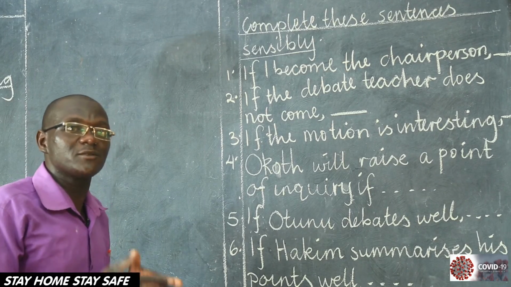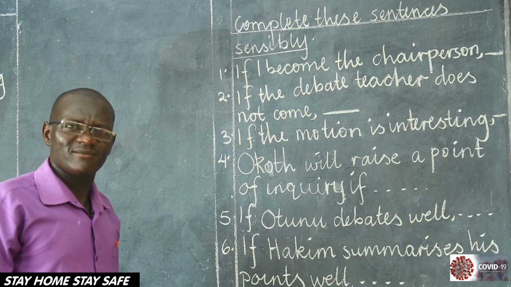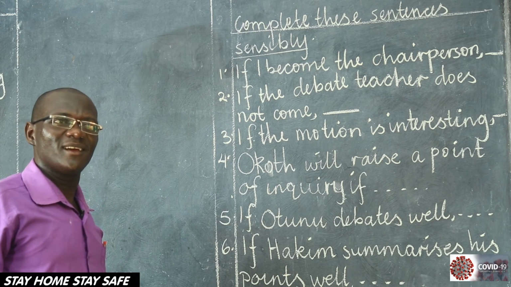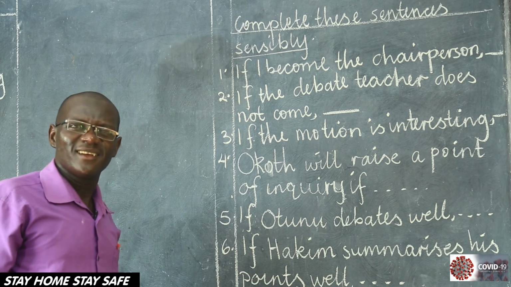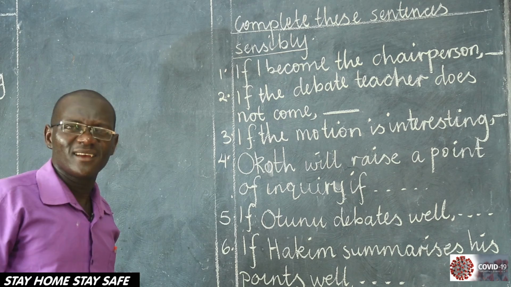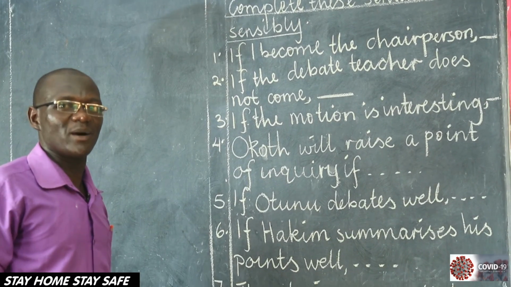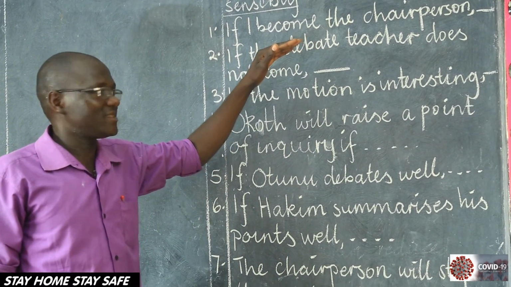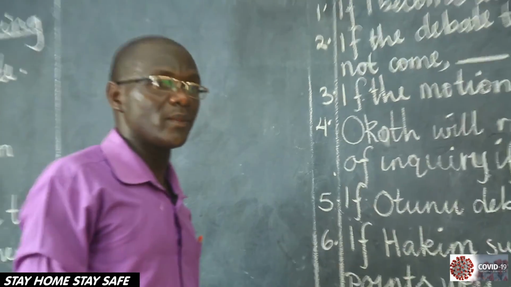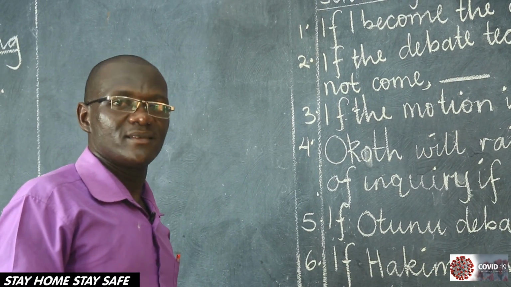You put yourself in the shoes of the chairperson and see, you are now manning the debate. What can you do as a chairperson? Will you be able to control it? Will you be rude? Will you be in control to see that everyone debates? And many others. So you think of what you can do immediately you become a chairperson, and then you complete my sentence. And I leave you with these other numbers. You take time, read through them, think of what the result may be, and then complete them successfully.